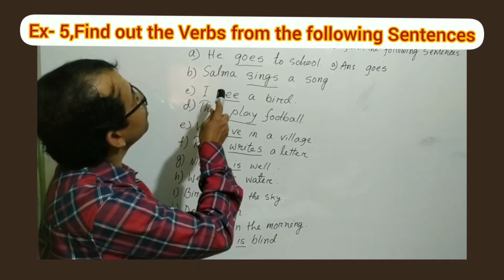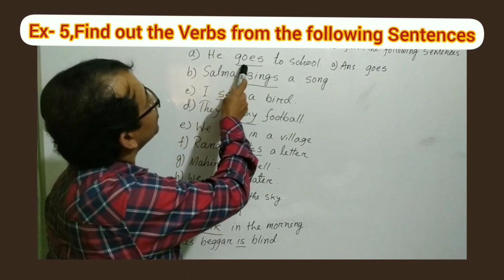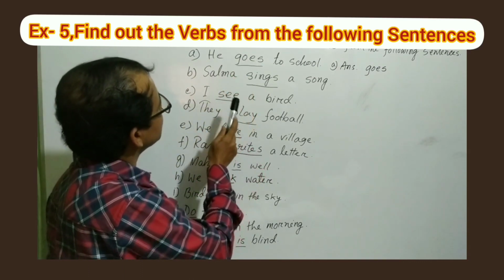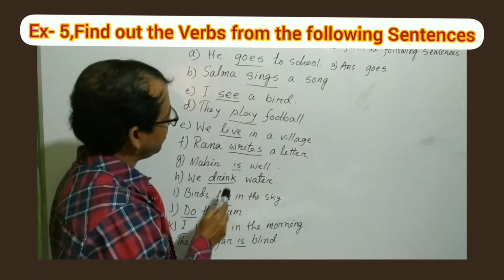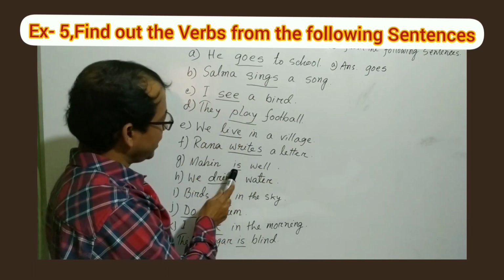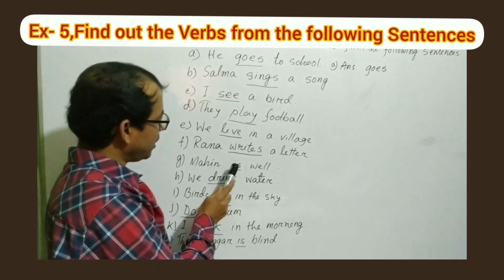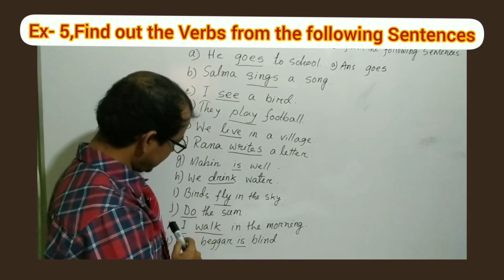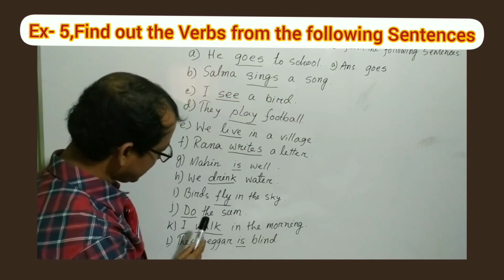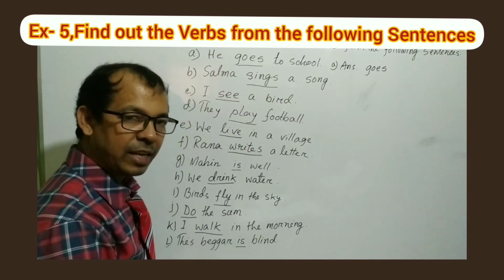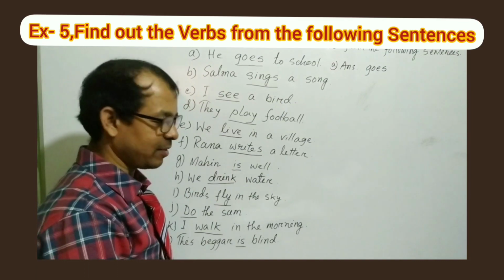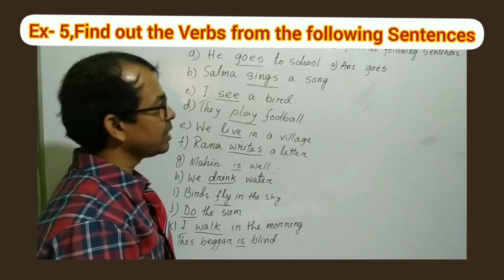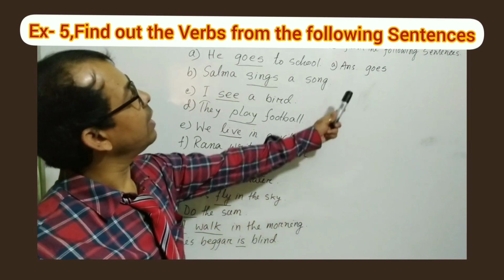So here you can see this is a principal verb, principal verb, principal verb. This is also a principal verb. This is an auxiliary verb. This is a principal verb, principal verb, principal verb, and this is an auxiliary verb. Okay, my dear student, so you will write the answer this way.